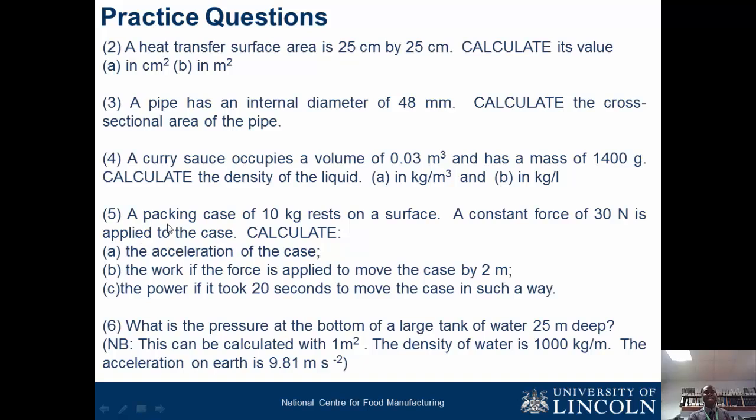Number 5, a packing case of 10 kilogram rests on a surface. That is the mass. Don't forget, that is the mass. Now, a constant force of 30 Newton is applied to the case, and the question says calculate the acceleration of the case.